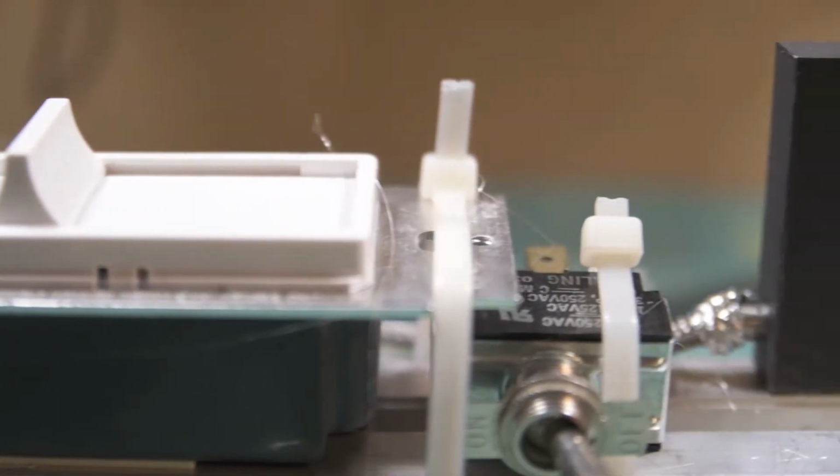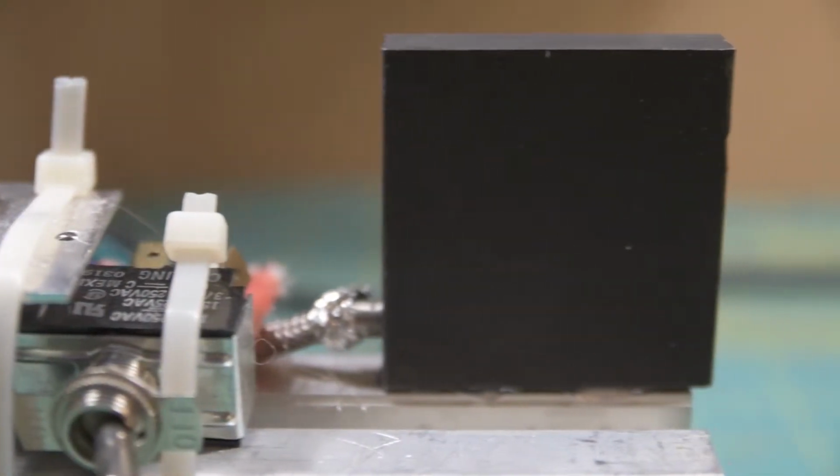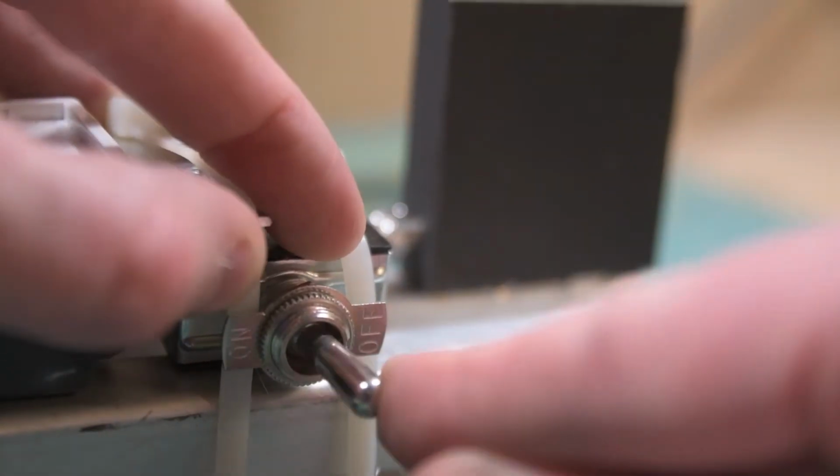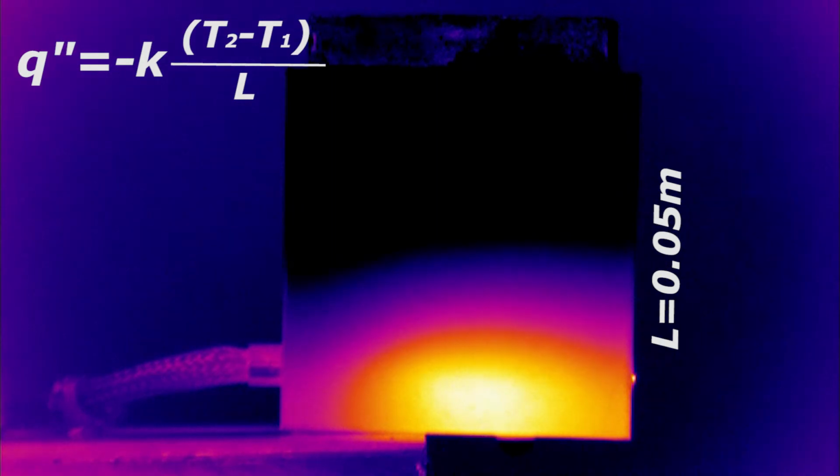In this demonstration, I have a solid block of aluminum painted black so that it'll show up better on an infrared camera. At the bottom of the block, I have a 100-watt heater, and at the top, I have room temperature air. When I turn the heater on, I know that the rate of heat transfer through the block has to be equal to 100 watts, or 100 joules per second.